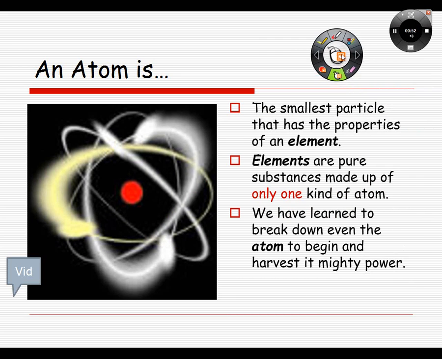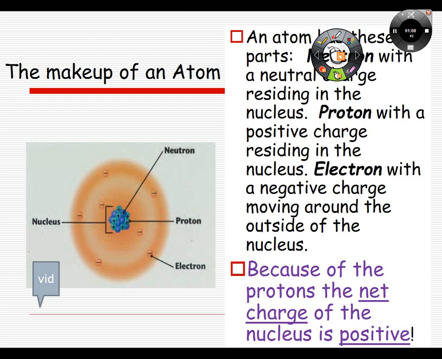The smallest particle that has the property of an element is an atom. Elements are pure substances made up of one kind of atom. We have learned to break down atoms to begin to harvest their mighty power. I'm referring to the power of the atom bomb. What's on the inside? You need to know this.